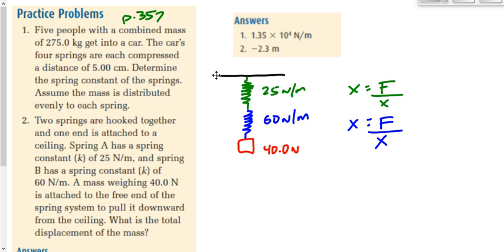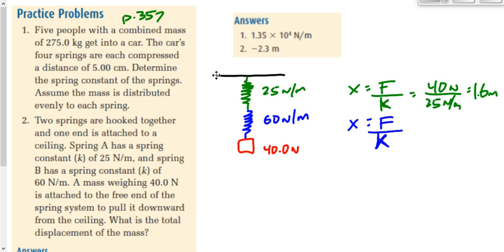Now, what's the value of F? What's the value of F for the green one? How much weight is pulling down on it? How much force of gravity is pulling down on the green spring? Yeah? 40 newtons. So we're going to say 40 newtons. That should be F over k, right? And the same thing right here, F over k. So that F is 40 newtons divided by the k, which is 25 newtons per meter. We do that, 40 divided by 25 is 1.6 meters.